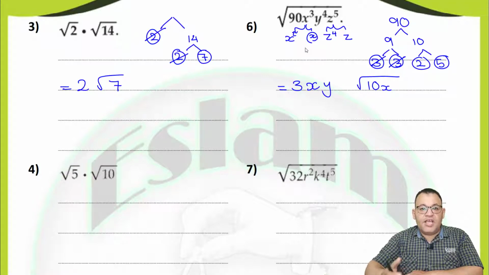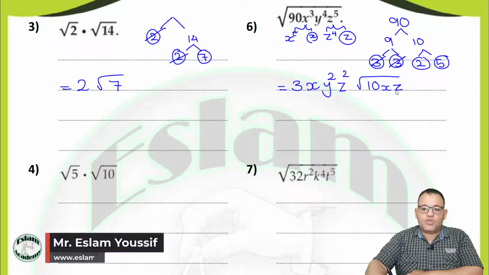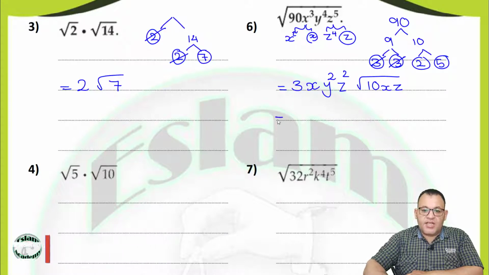Because of that, I need an even power. 4 divided by 2 equals 2. Now we have z to the power 4, so it will be z to the power 2. And still we have z as a single number, just write it inside. For any variable, if the power is odd, just write it inside the absolute value.